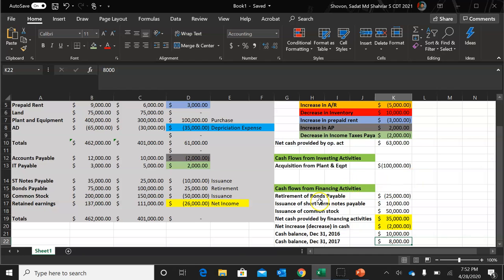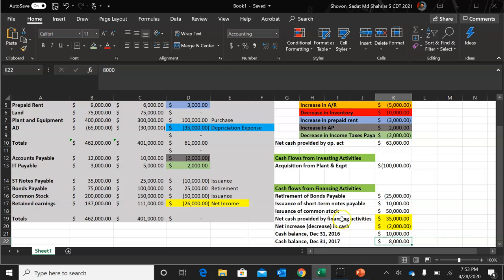And for the cash flows of financing activities, as you can see, like all the notes payable, we have a negative value here, so it should be the opposite, and it gives us a positive value. So say for bonds payable, it was a positive $25,000. Here is the negative $25,000. Issuance of short-term notes payable was $10,000 in the positive. Issuance of common stock was positive $50,000.